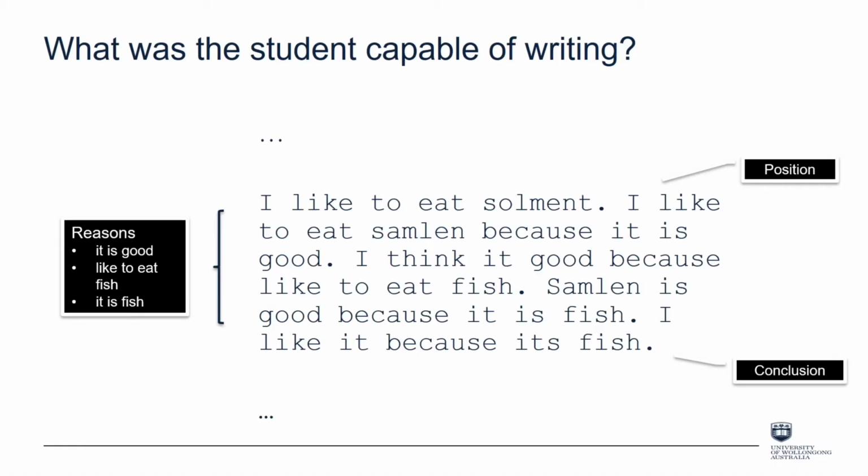What we can see if we do some analysis, the student was capable of indicating the position I like and was able to give us some reasons and was able to conclude that piece of writing with I like it because it's fish. So there are some merits in this piece of writing once we've done some analysis. An important part of our job is being able to recognize the strengths of this piece of writing and what students are able to do, and then build on that and help them to extend what they can do.